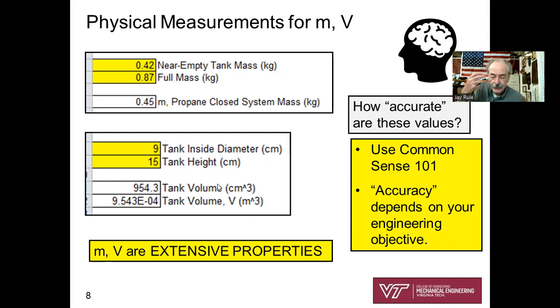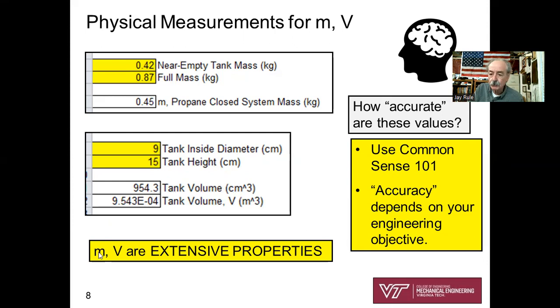And so you have to think ahead. Now, what do I need to do to go from cubic centimeters to cubic meters? I've got to divide by 100, divide by 100, divide by 100, or in other words, divide by 10 to the 6th, to get my tank volume, capital V, is 9.54 times 10 to the minus 4th cubic meters.